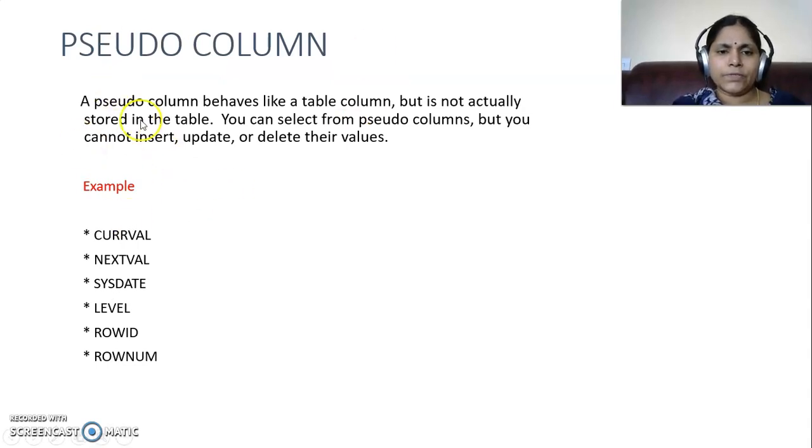Pseudo column. A pseudo column behaves similar to a table column, but it is not actually stored in the table. We can select the pseudo columns, but we cannot perform any insert, delete or update operations on them. For example, current value, next value, sys date. Suppose you want to print the system date, this is the pseudo column which we should use. Sys date, level, row ID, row num. So these are all the pseudo columns.